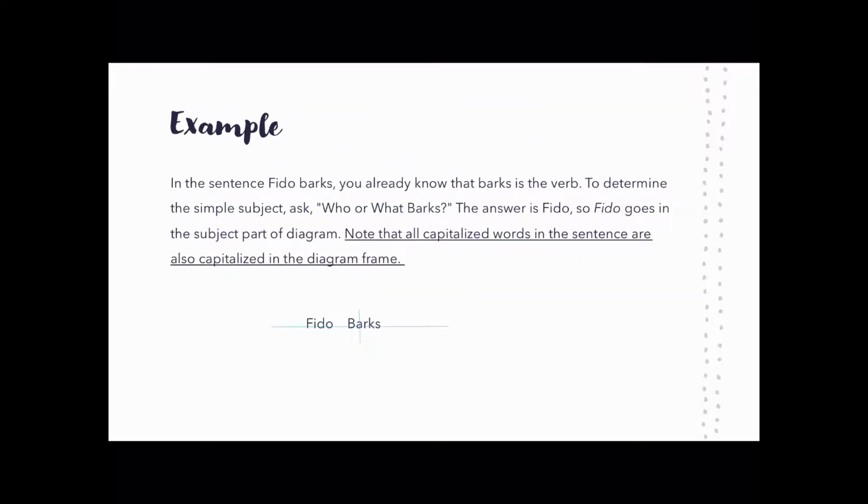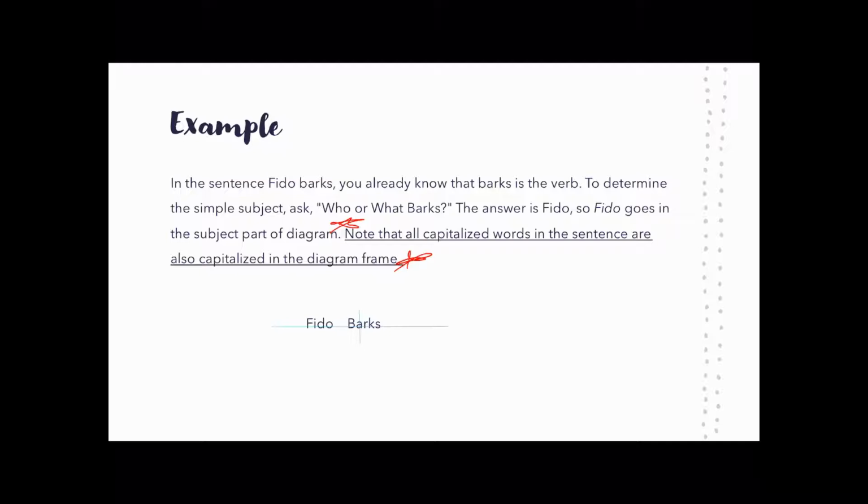So here's an example. Uh-oh, this got all messed up. I'll fix this when I put this in your assignment. But in the sentence, Fido barks, going back to the first couple slides, you already know that barks is the verb. To determine the simple subject, ask who or what barks. The answer is Fido, so Fido goes in the subject part of the diagram. Note that all capitalized words in the sentence are also capitalized in the diagram frame, and all lowercase words are lowercase in the diagram frame.